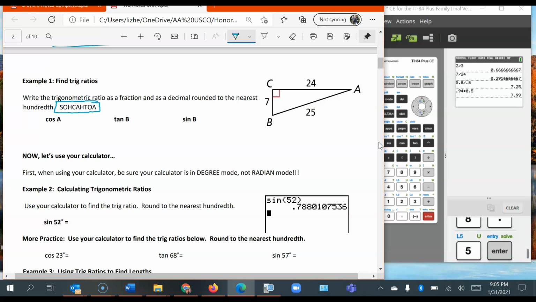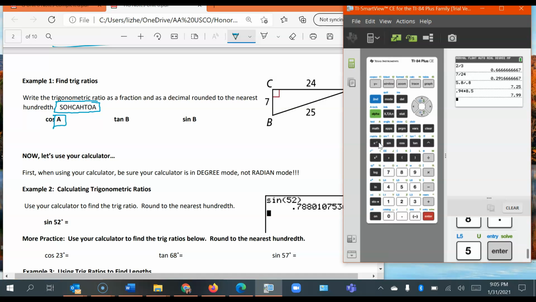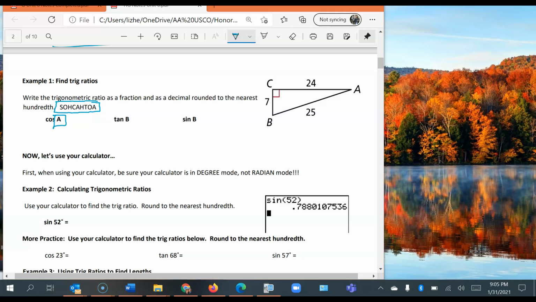So your first thing when you're going to do your trig ratios, you're going to find the angle. Remember, it's always in reference to the angle. Okay, here's angle A. And so cosine, C equals adjacent over hypotenuse. So cosine is adjacent over hypotenuse.